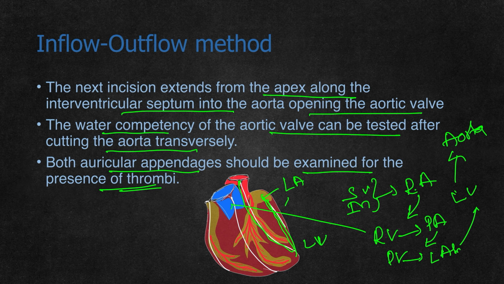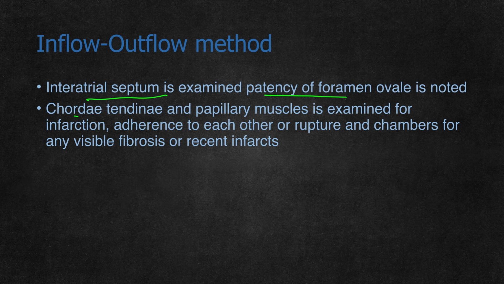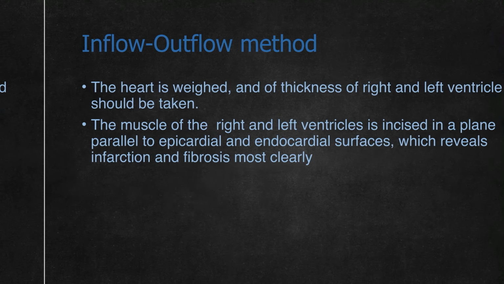The intra-atrial septum is examined for patency of the foramen ovale. Chordae tendineae and papillary muscles are examined for infarctions, adherence to each other, rupture of any chambers, and any fibrosis or infection present.